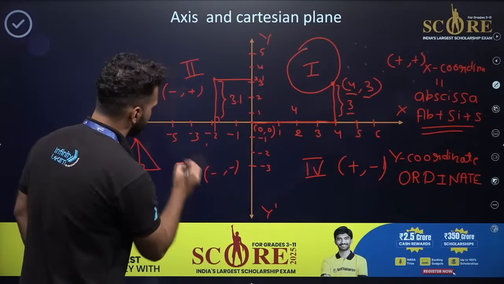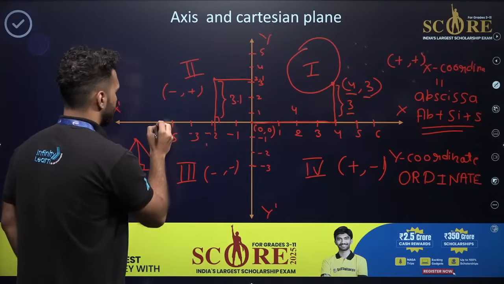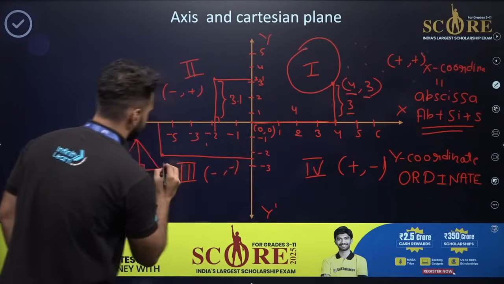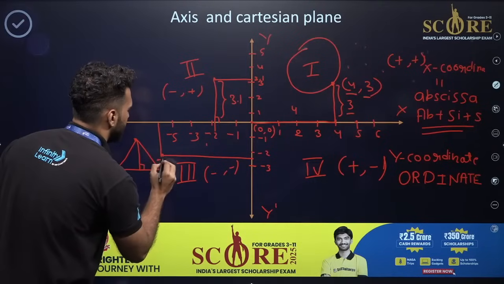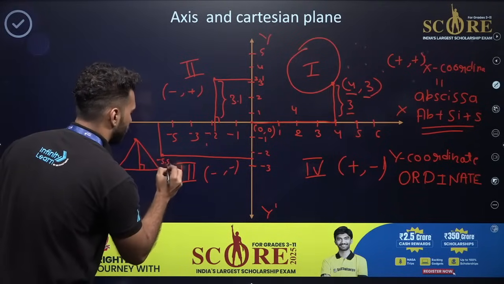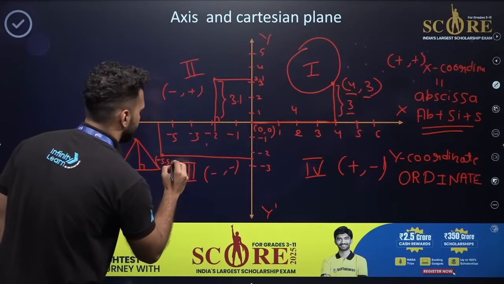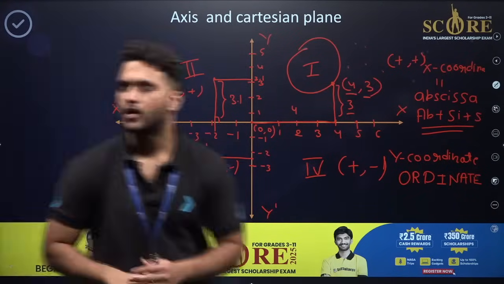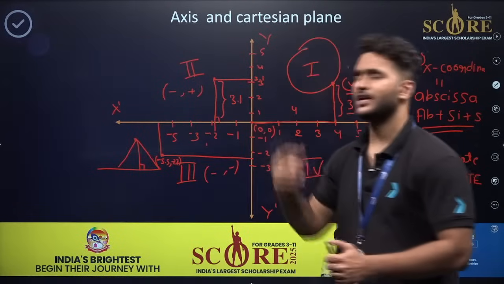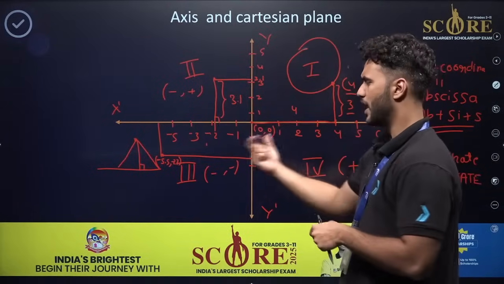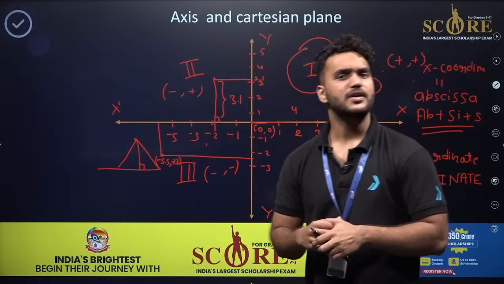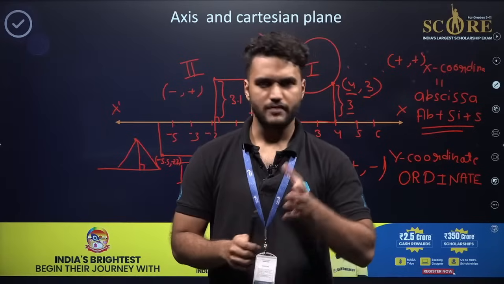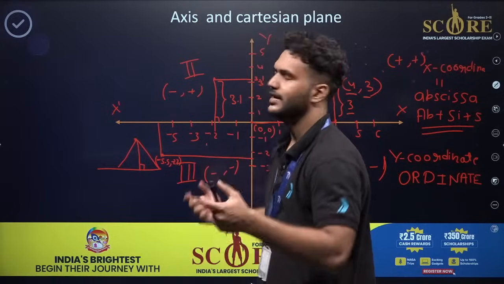Now what about this point? Let's say this value is minus 5.5 comma minus 2.2. Okay, now what will be the distance of this point from the x-axis? Sir, the y coordinate is minus 2.2, but distance cannot be negative. Okay, so never confuse this coordinate with distance.